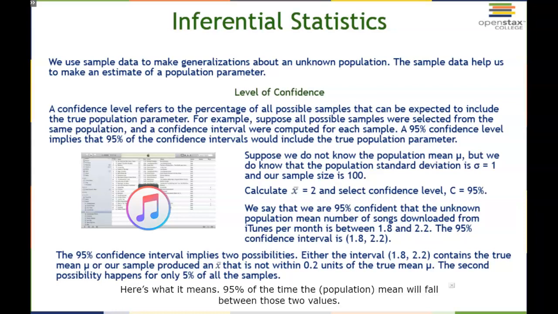Here's what it means. 95% of the time, the mean will fall between those two values. The second possibility is that for only 5% of the confidence intervals that we could have created from samples, 5% will not contain the true population mean. So it's totally possible to get a confidence interval and the mean not actually be in there. 95% of the time it will be in there, but that still leaves 5% that it won't be in there.